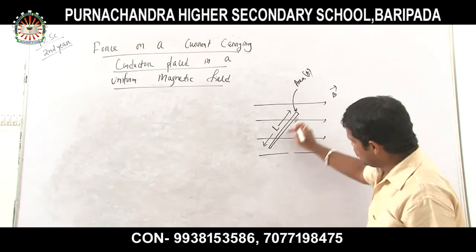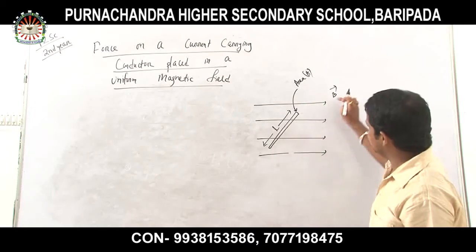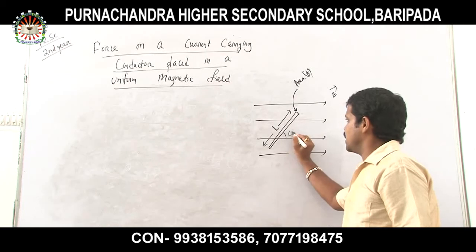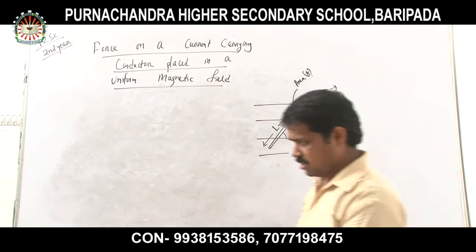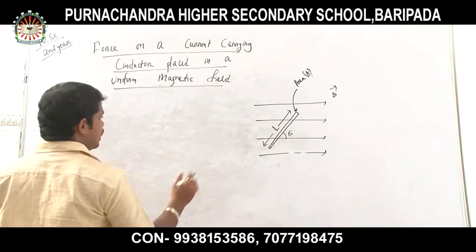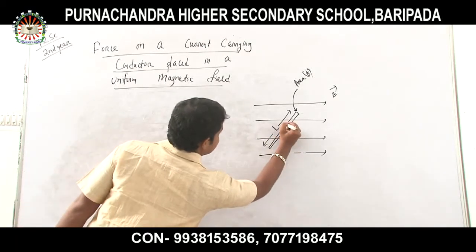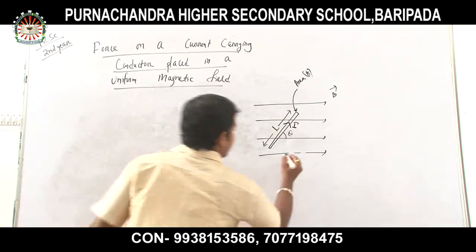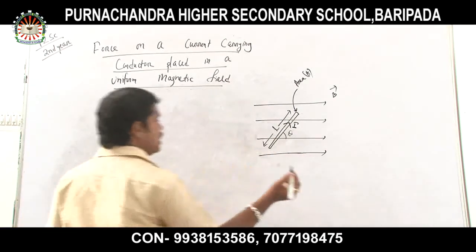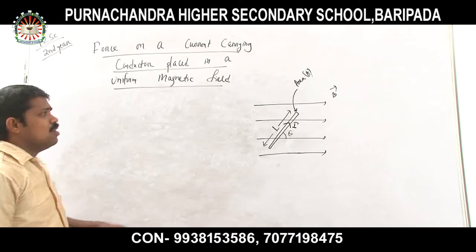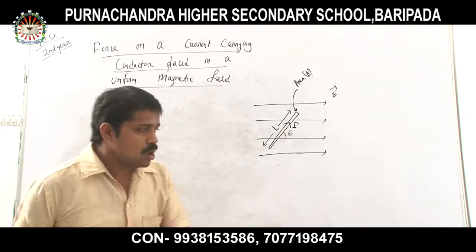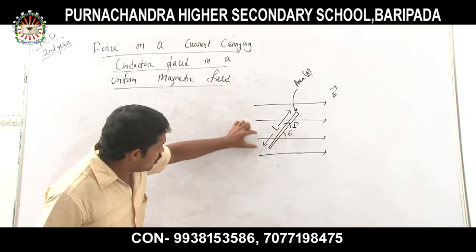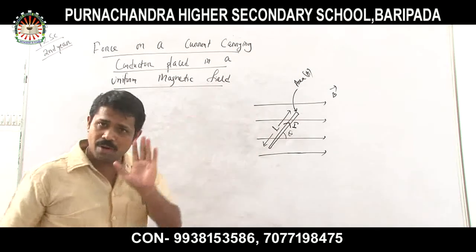This conductor is placed in a uniform magnetic field B at an angle theta, and this conductor carries a current I. Again I will repeat what we assume. These are the magnetic field lines, and they are parallel with each other. That's why this is a uniform magnetic field.